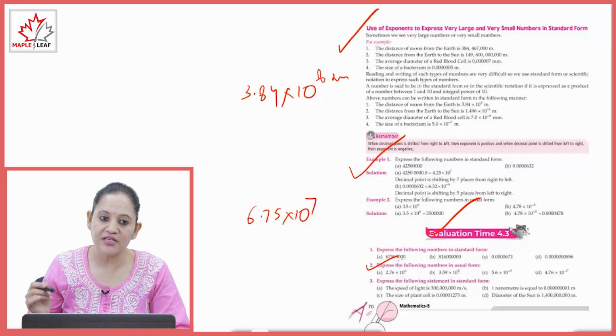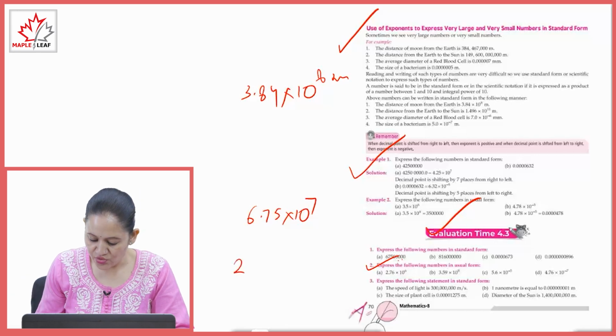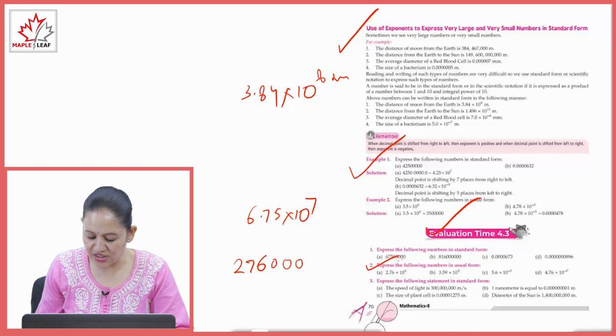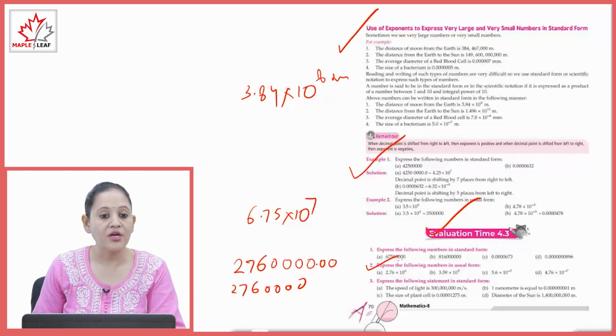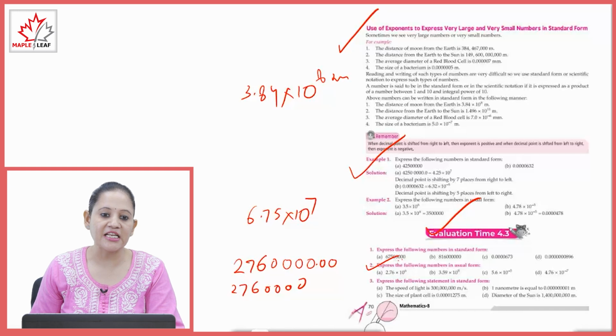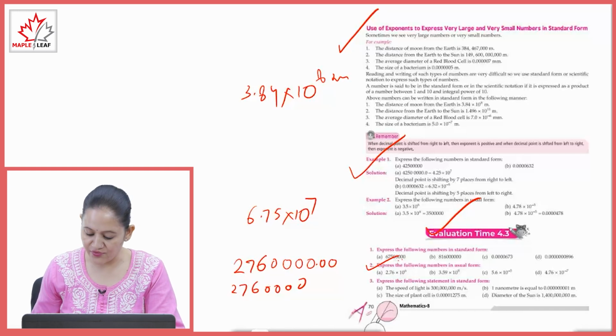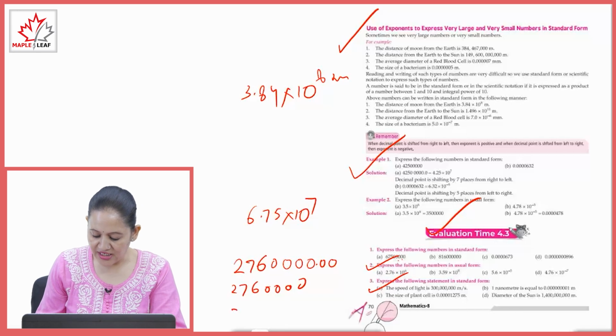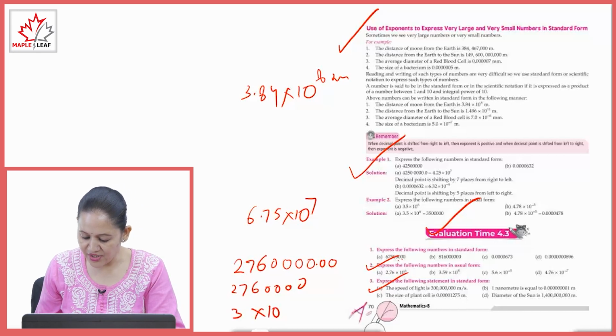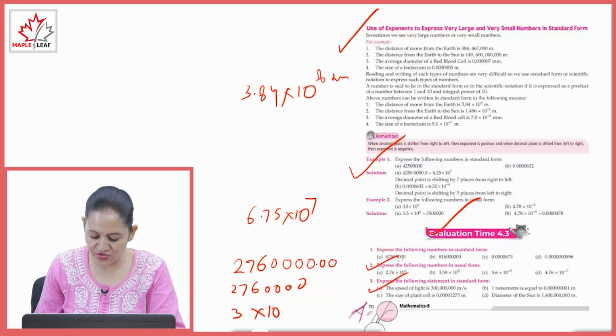नेक्स्ट, एक्सप्रेस द फॉलोइंग नंबर इन यूजुअल फॉर्म. 2.76 into 10⁻⁶. सो 276 and 6 zeros लगा देंगे. 1 2 3 4. So put 6 zeros and after 2 decimals, so it is written as 276 1 2 3 4. Clear? इस तरीके से लिखेंगे. Next, express the following statement in standard form. The speed of light. Speed of light को हम लिखेंगे 3 into 10⁸, zeros हैं तो 8 meter per second. Clear?